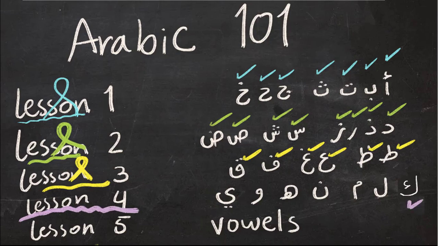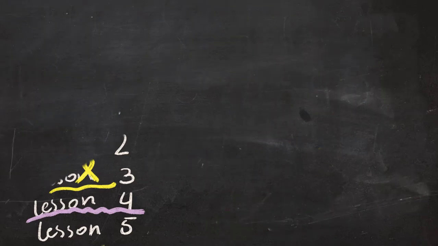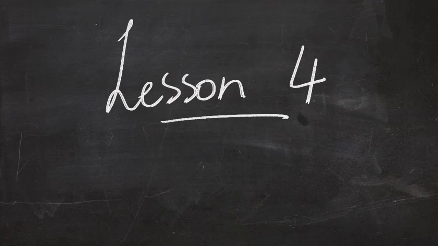Today we're going to focus on lesson 4. So far we have covered 3 lessons about the Arabic alphabet, and this is going to be the last lesson, to cover the last segment of the Arabic alphabet.